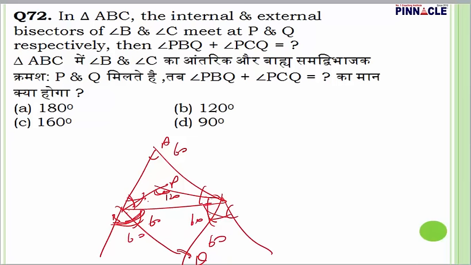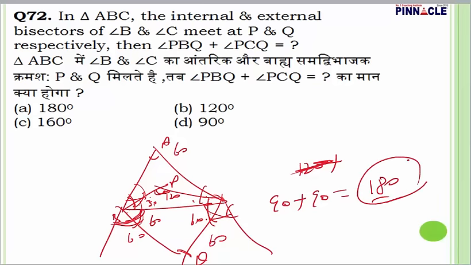B, P and Q, that is 60 and 60, so 120, plus PCQ. Sorry, this is 30 because the total is 60, then this would be 30. 30 plus 60 is 90, and this is also 30 plus 60, 90. So 90 plus 90, 180 degrees is the total value of BPQ and PCQ. 180 should be the answer.